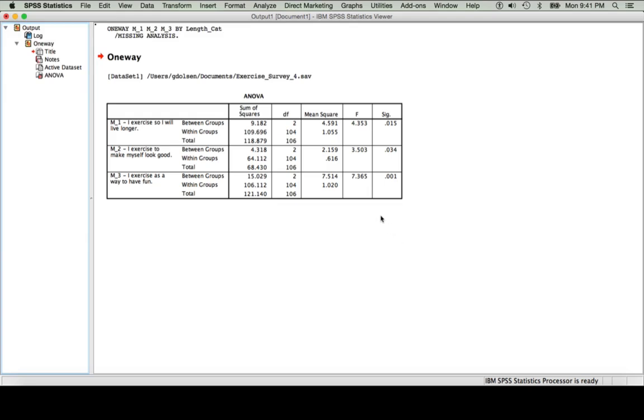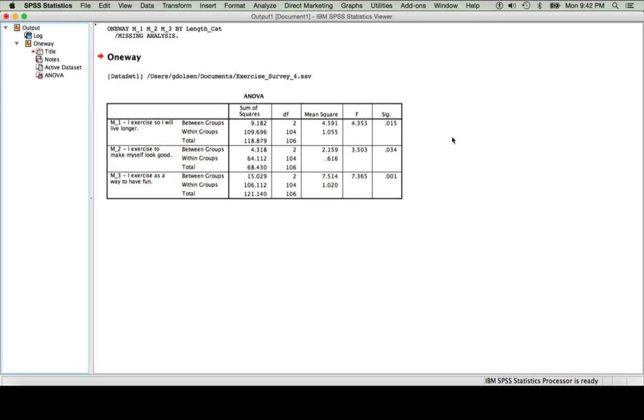And when we see this, we see for "I exercise so I'll live longer," we had three different groups, low, moderate, and high, and we can see that the values did differ across the groups. We see that they differed across the groups for the second one, "I exercise to make myself look good," and they also differed for "I exercise as a way to have fun." So we had three levels, low, moderate, and high. This is saying, just for M1 here, that yep, indeed, the means seem to differ across those three levels.